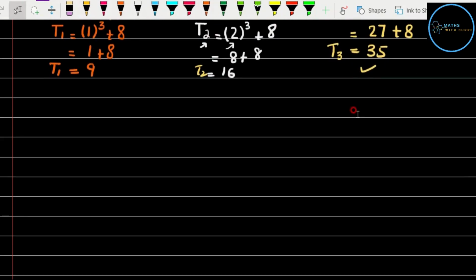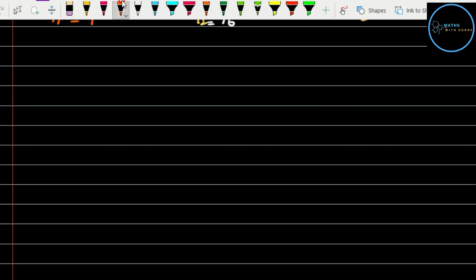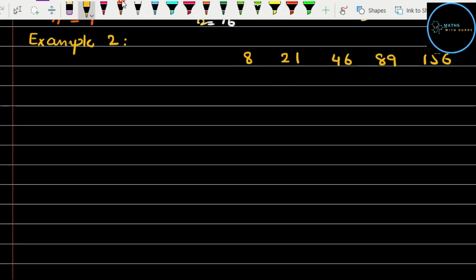Okay, let's move towards another example. And example 2 says to find the nth term of the following sequence, that is 8, 21, 46, 89 and 156. So first we need to identify, is this a cubic sequence? So let's take a start.